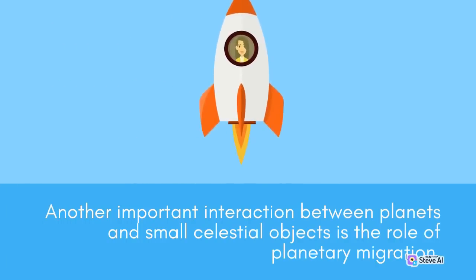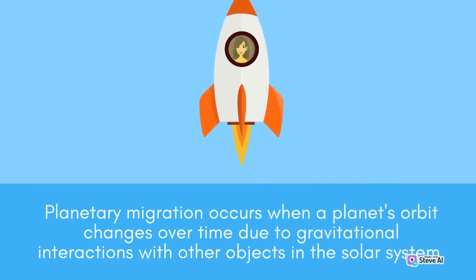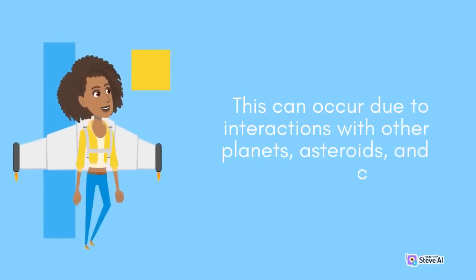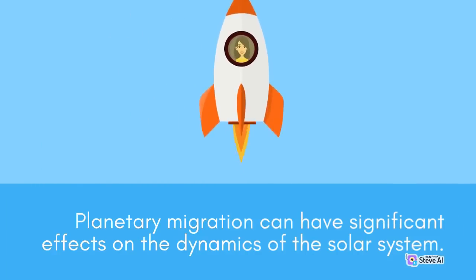Another important interaction between planets and small celestial objects is the role of planetary migration. Planetary migration occurs when a planet's orbit changes over time due to gravitational interactions with other objects in the solar system. This can occur due to interactions with other planets, asteroids, and comets. Planetary migration can have significant effects on the dynamics of the solar system.